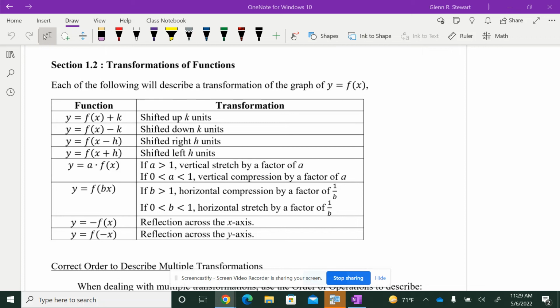All right, welcome to section 1.2, transformations and functions. This is recorded live during my period 7-8 class today. Just wanted to let you know that this little chart is all about your transformations.